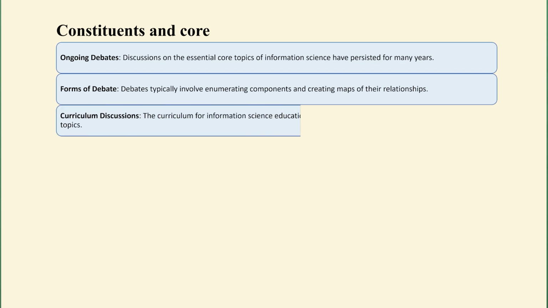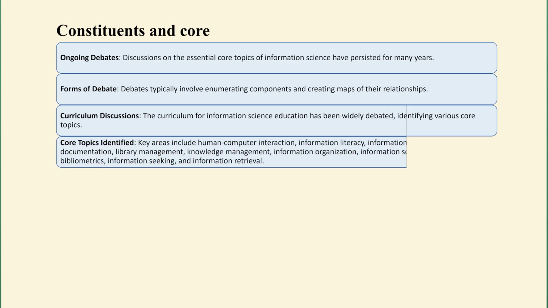The curriculum for information science education has been much debated over the years. Its core has been argued to comprise a variety of topics including human-computer interaction, information literacy, information management, documentation, library management, knowledge management, information organization, information society studies, bibliometrics, etc.